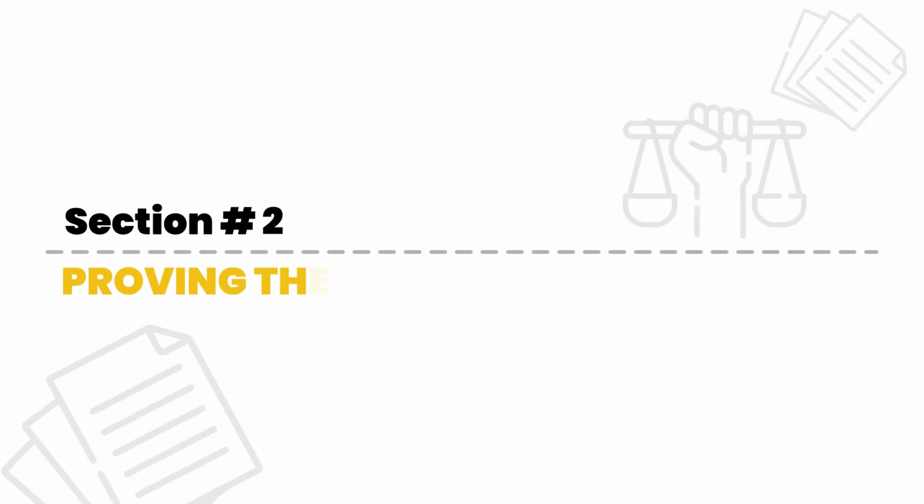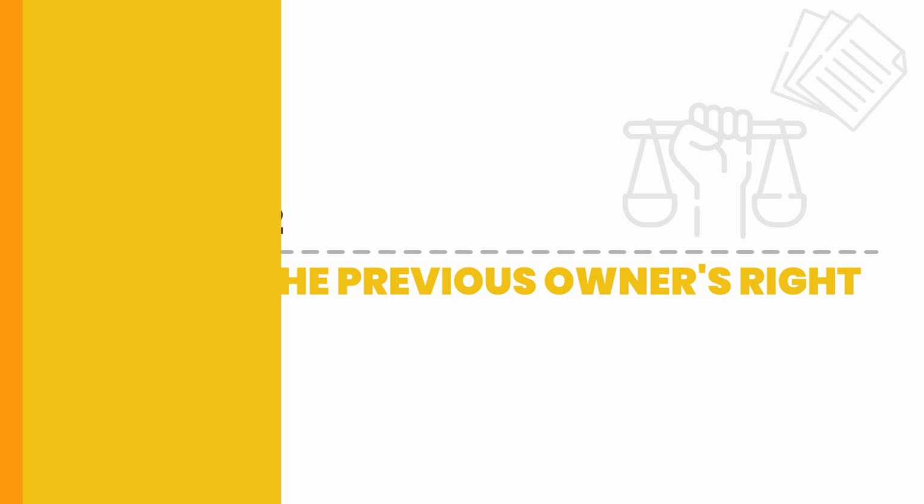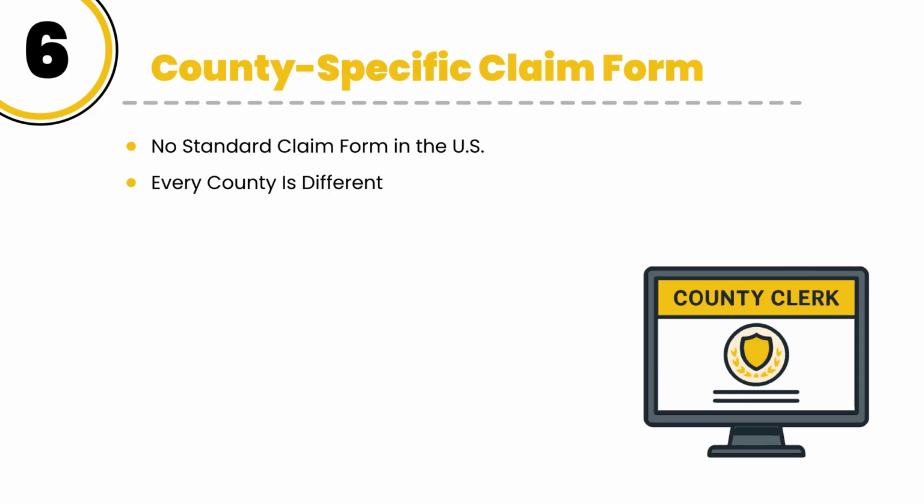Section 2. Proving the previous owner's right. This section is what proves to the county that your client is the legitimate former owner and that the money actually belongs to them. 6. County-specific claim form. The claim form may seem straightforward, but there is no standard form. Every single county in America has its own version, and some counties have no form at all and require you to draft a formal written motion.